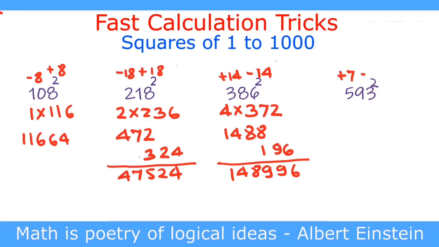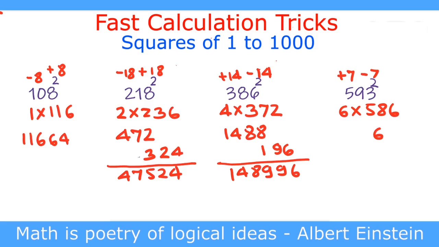593 square. 593 is close to 600. So we write plus 7 to make 593 as 600 and we write minus 7 as well. 593 plus 7 is 600. We write 6 in place of 600 and then we subtract 7 from 593 and we get 586. Now we multiply 6 to 586.